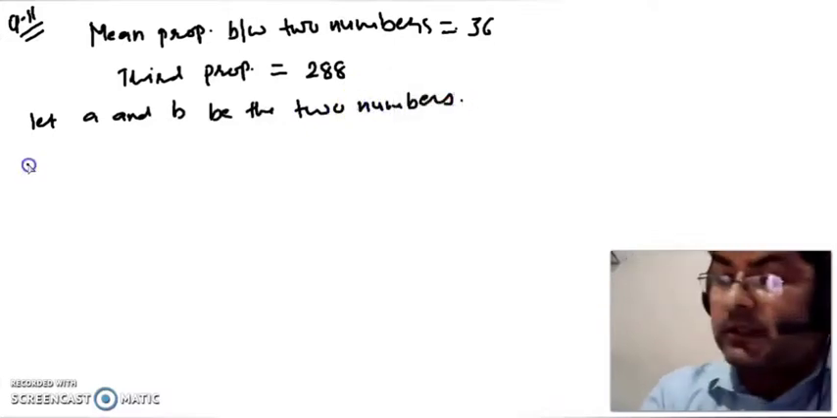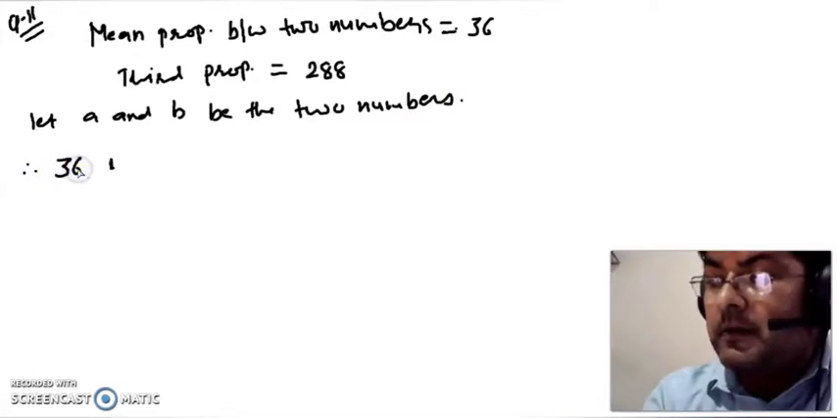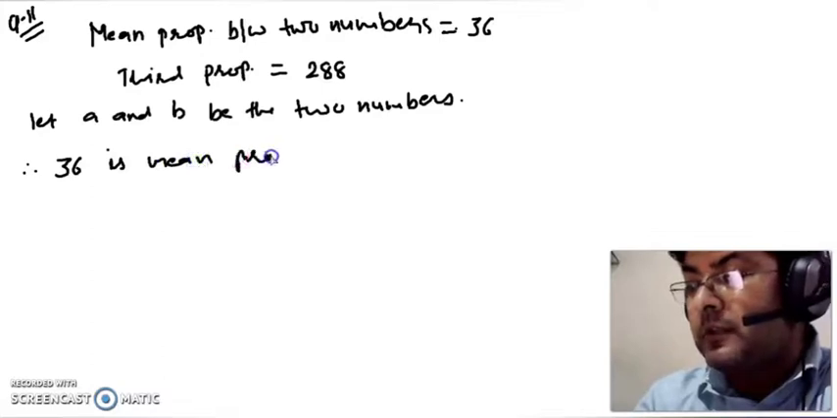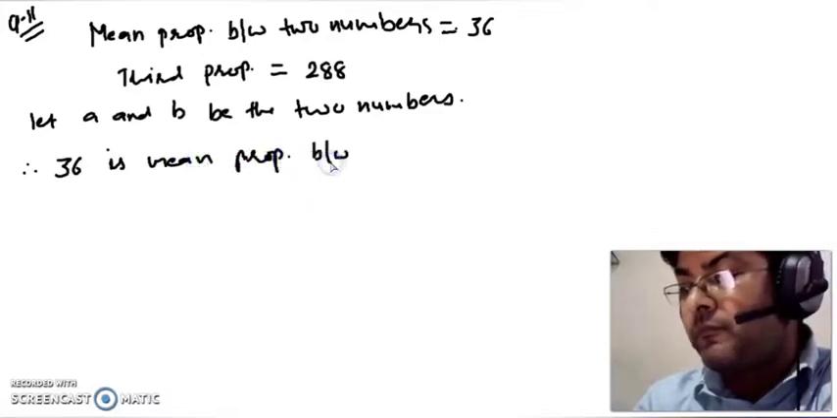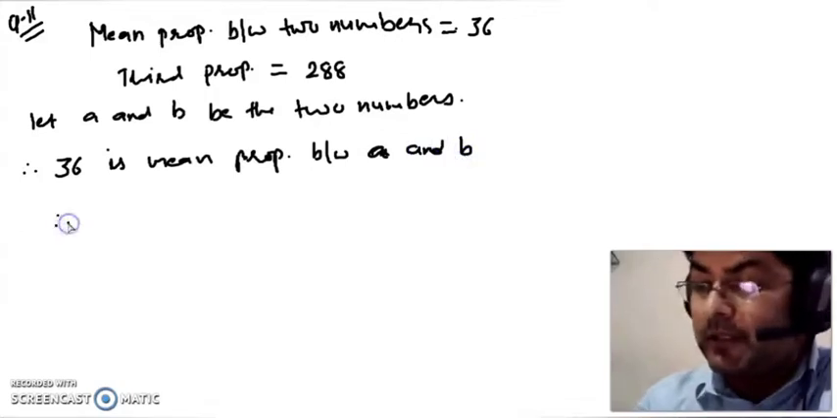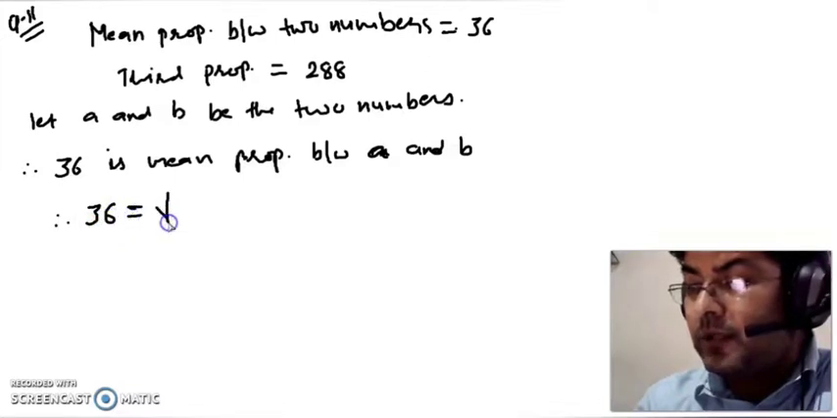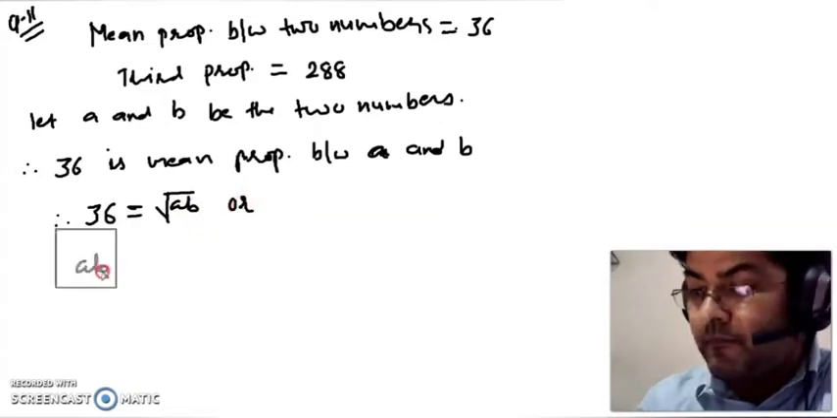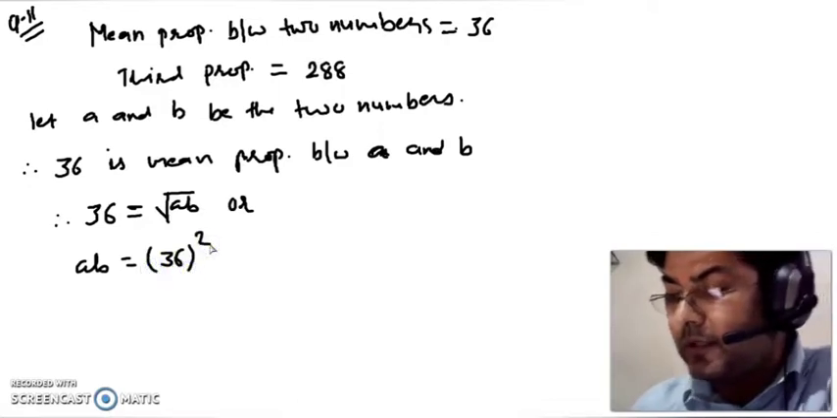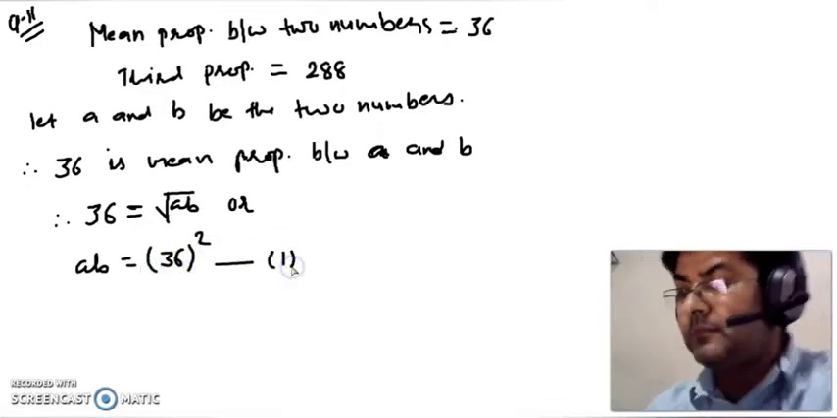Now it is given 36 is the mean proportional between a and b, and therefore we can write down 36 is equal to square root of ab, or ab is equal to 36 the whole square. So this is equation number 1.